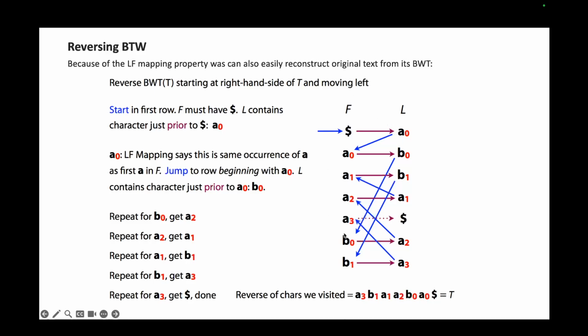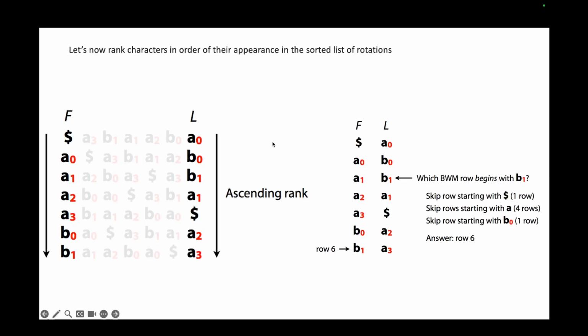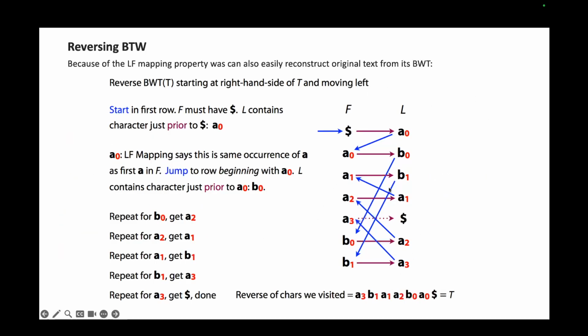This is your first column, this is your last column. If you just sort your last column, you can get your first column, right? So this is your first and this is your last. You start from here, go to A0. Where is the next A0? A0 is here. You go to B0. Where is the next B0? B0 is here. You go to A2. Where is the next A2? A2 is here. You go to A1, like that.